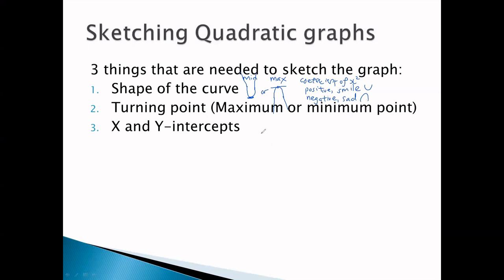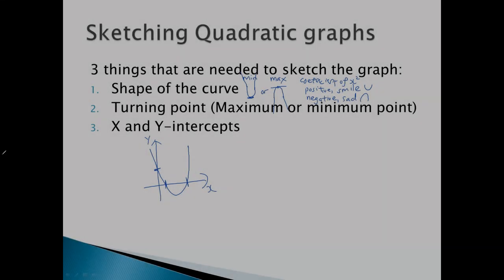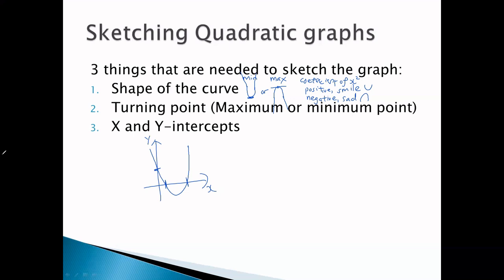All right. Next thing is the turning point. I'm referring to the actual coordinates of the maximum or minimum point. And lastly, you have the x and y intercepts. What do I mean by the x and y intercepts? For example, if I have a quadratic curve like that, these are the x-intercepts because they cut the x-axis. Okay, and this is the y-intercept because this is where the curve cuts the y-axis. All right, so let's move on.